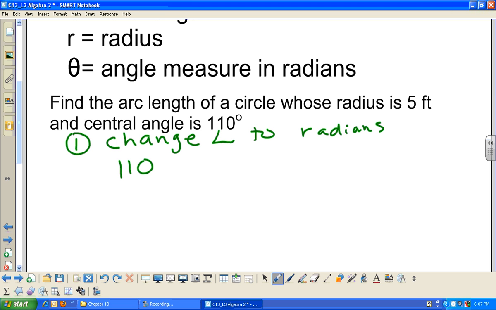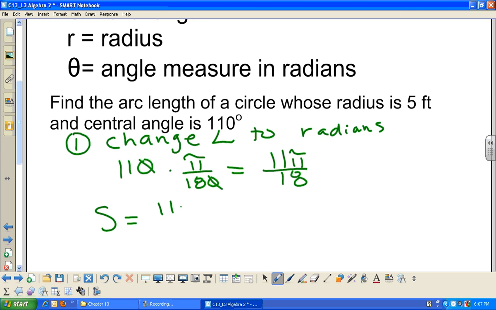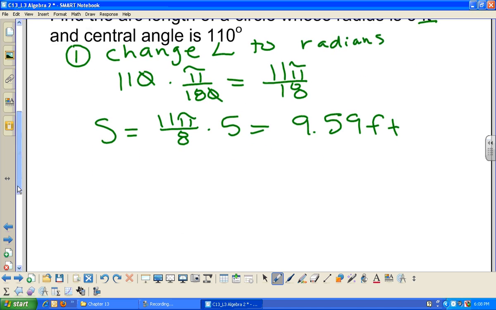So I take 110 and multiply that by pi over 180. So my radian measurement is 11 pi over 18. And since my radius is 5 feet, to find out what the arc length is, I'm taking 11 pi over 18 times 5. When you do this, you can use 3.14, which would be equal to 9.59. And my units are in feet, so my arc length would be 9.59 feet.